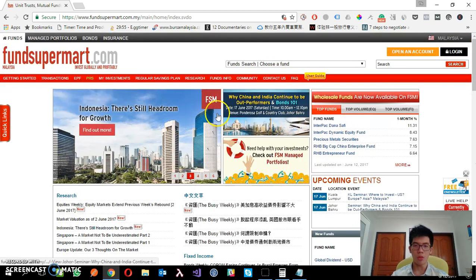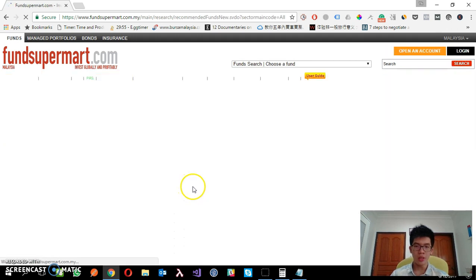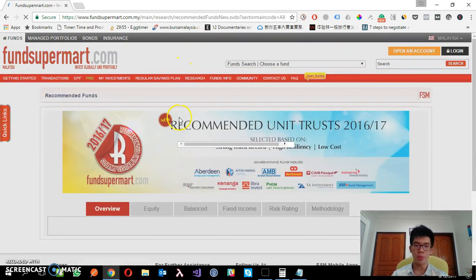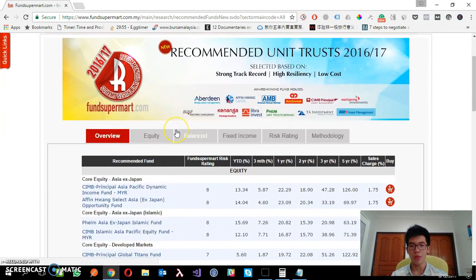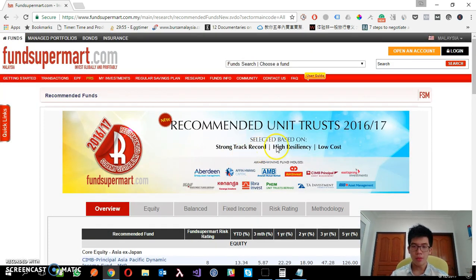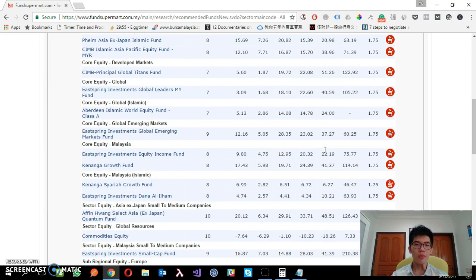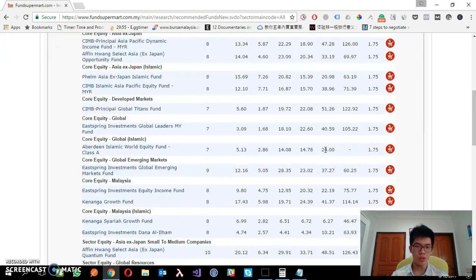There are a lot of things, but normally I just look at research and recommended funds. Here you can see all the funds that are recommended by Fundsupermart.com. Assuming they are not biased, of course, based on their track record, high resiliency and also low cost. So apparently the risk will always change.